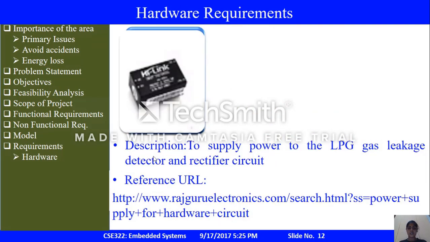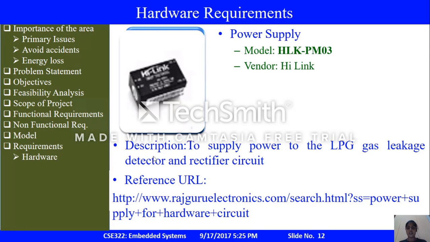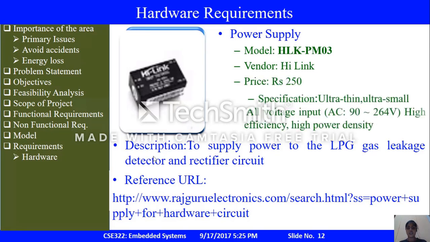The next component we'll be talking about is the power supply. This will be used to supply power to the LPG gas leakage detector and rectifier circuit. The model that we'll be using is an HLK PM03. The vendor is Hi-Link. The price is rupees 250. The specifications of this are that it is an ultra thin, ultra small power supply source. It accepts all voltage inputs and it has high efficiency and high power density.